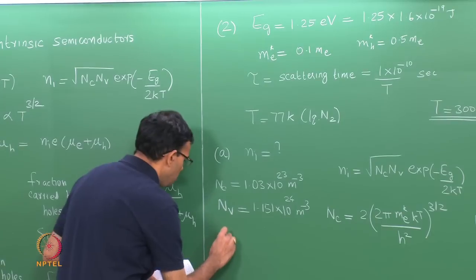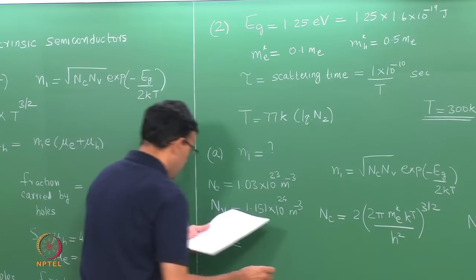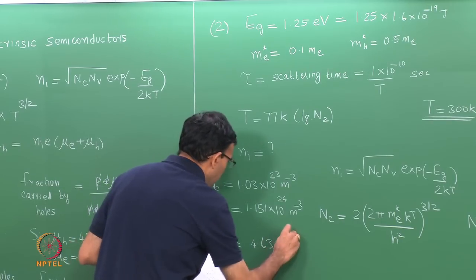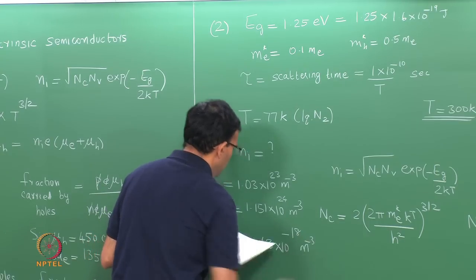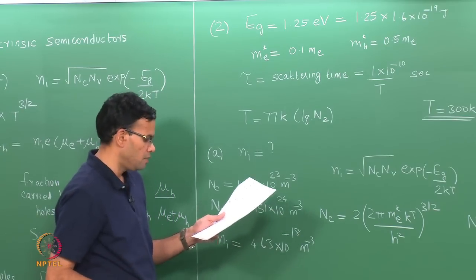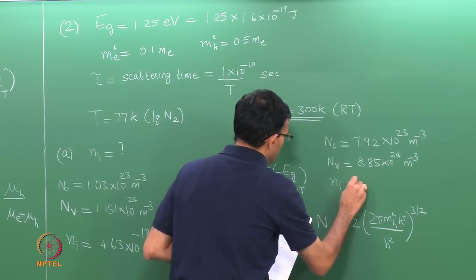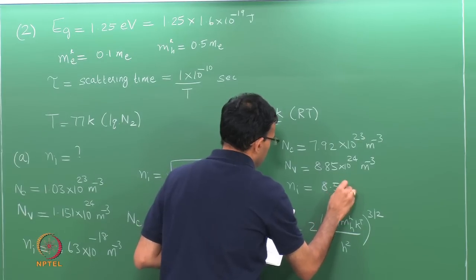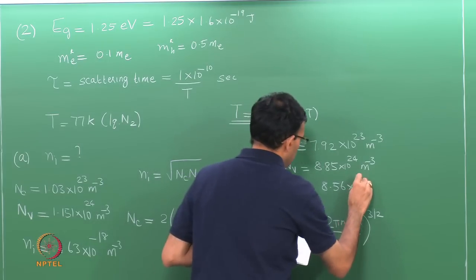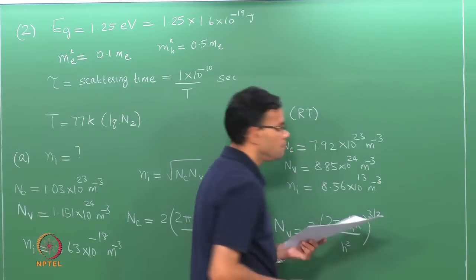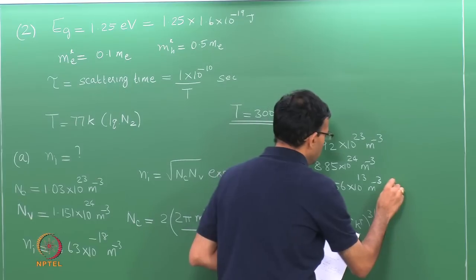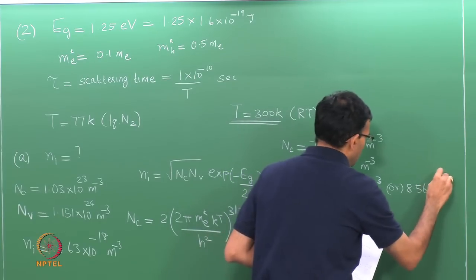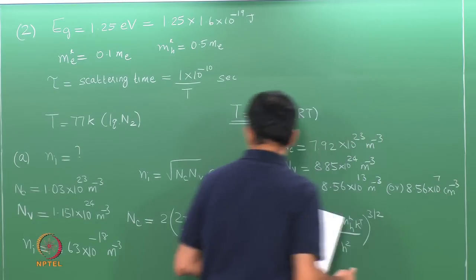Let me just write that down. Ni at 77 Kelvin is 4.63 times 10 to the minus 18 per meter cube. So, that is a really small number. Ni at 300 Kelvin is 8.56 times 10 to the 13 per meter cube. I can also write this in centimeter cube, as 8.56 times 10 to the 7 per centimeter cube.